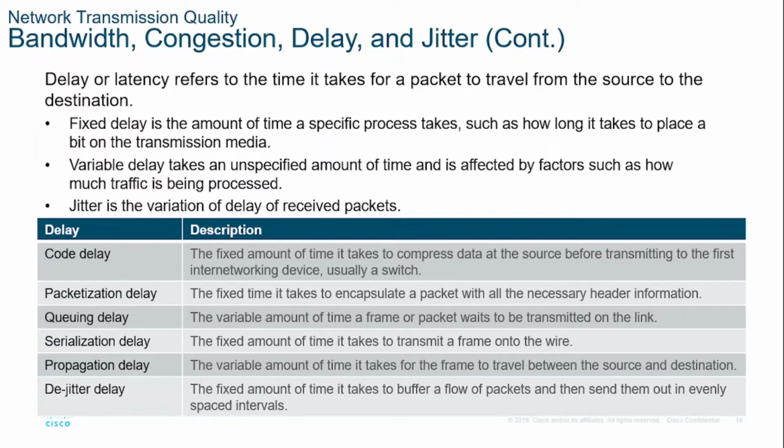And the last one is the jitter delay. This is the fixed amount of time it takes to buffer a flow of packets and then send them out in evenly spaced intervals. These are the sources of delays.